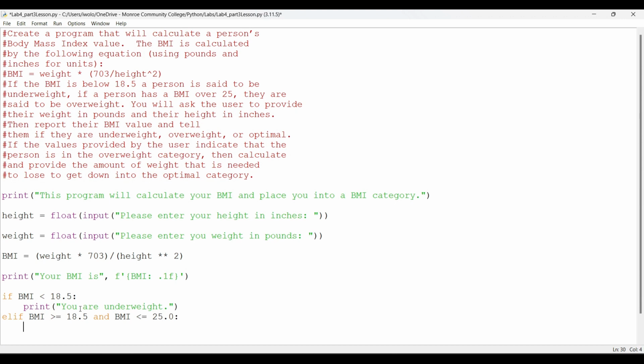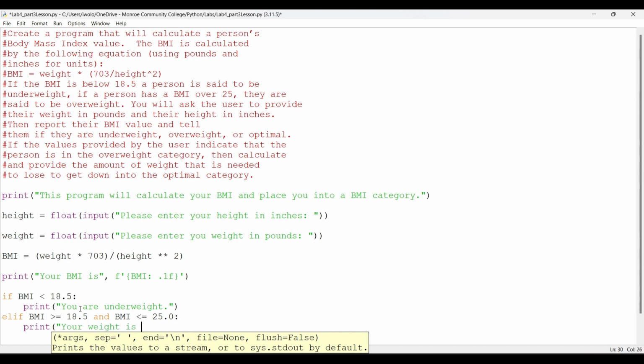Then what we want to do is print your weight is optimal, because that's between the two category ranges that it gave us up here.